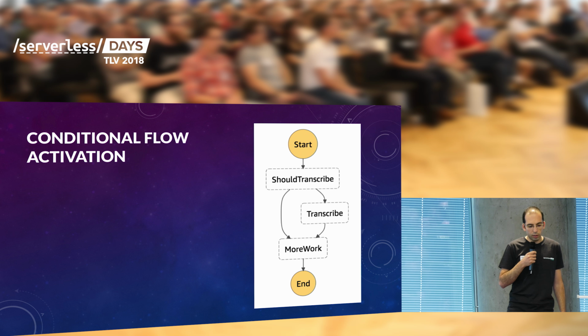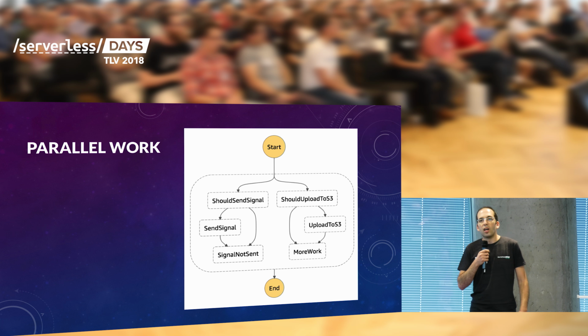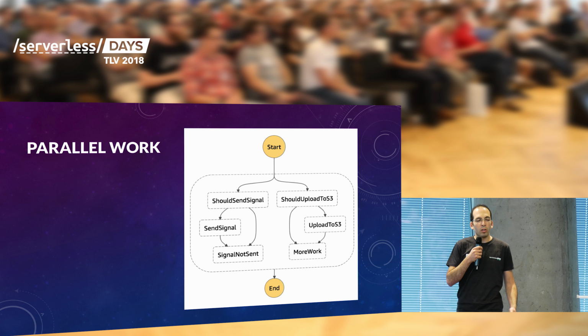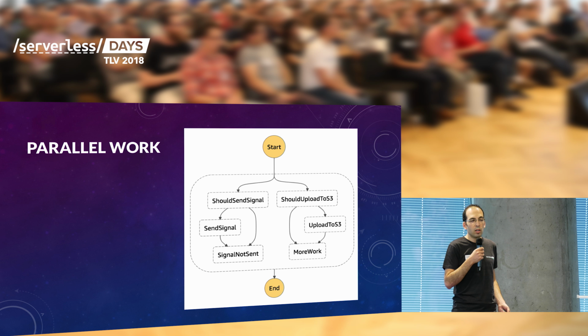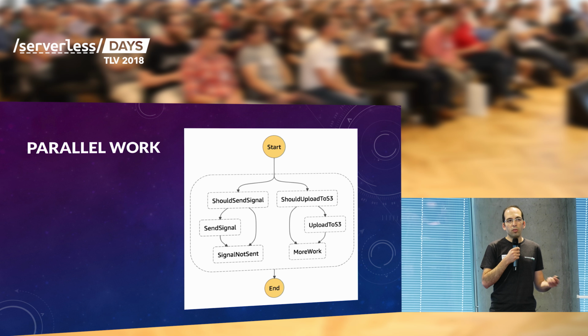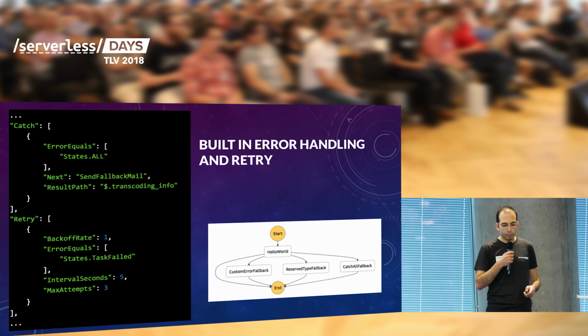Another thing is parallel work. Some parts of your flow are not dependent on each other. We're uploading our files to S3 in order to transcode them later and transcribe them. Also, we need to notify our users that a new voicemail has arrived. And these are not related and can be invoked completely independently.